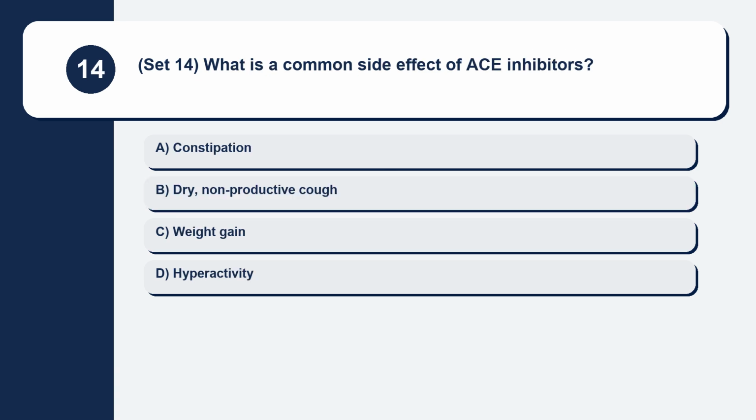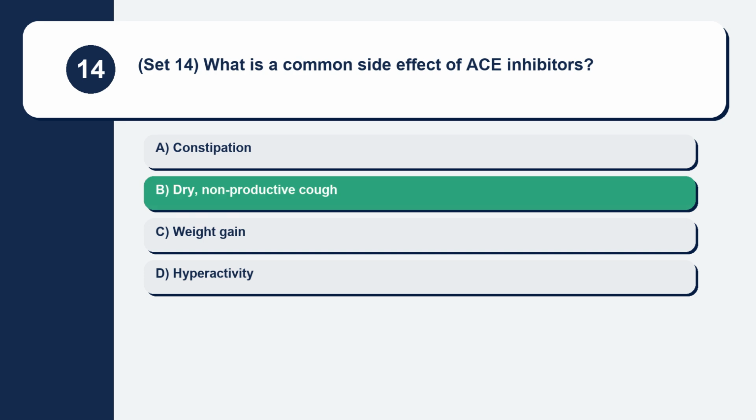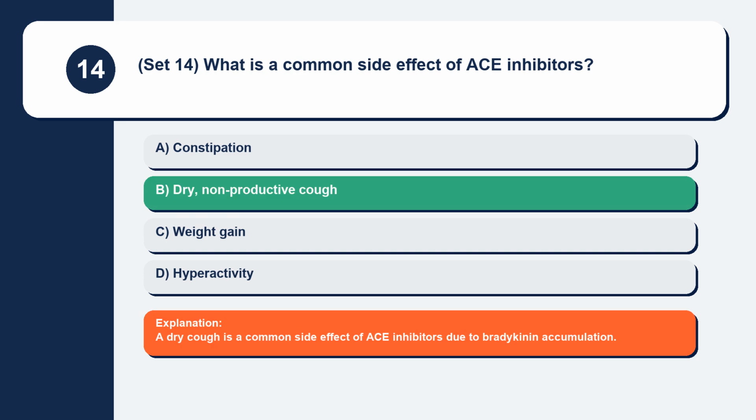Question 14. Set 14. What is a common side effect of ACE inhibitors? Constipation, dry, non-productive cough, weight gain, hyperactivity. A dry cough is a common side effect of ACE inhibitors due to bradykinin accumulation.